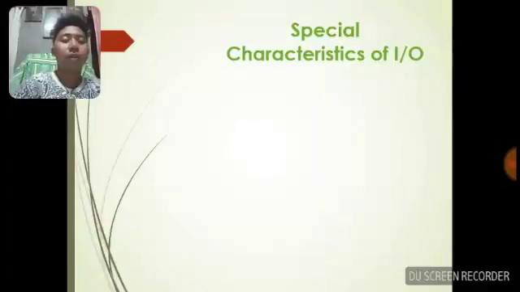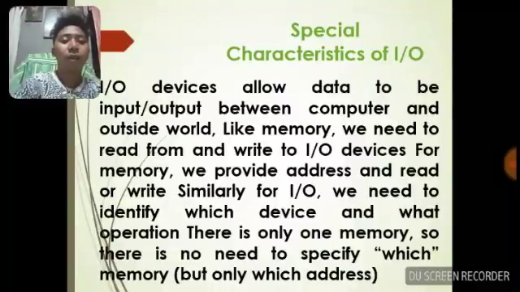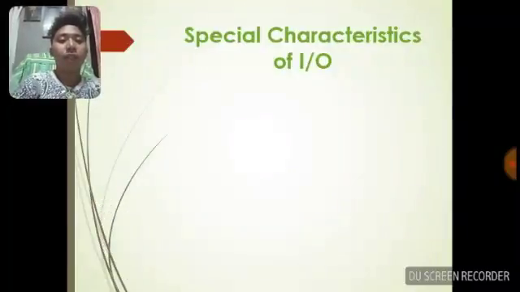Special characteristic of input-output. Input-output devices allow data to be input and output between computer and outside world. Like memory, we need to read from and write to input-output devices. We provide address and read or write similarly for input-output. We need to identify which device and what operation. There is only one memory, so there is no need to specify which memory, but only which address.